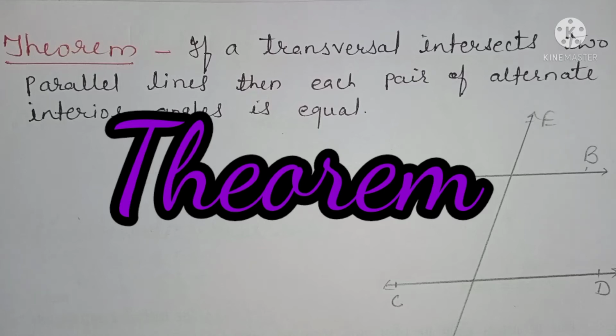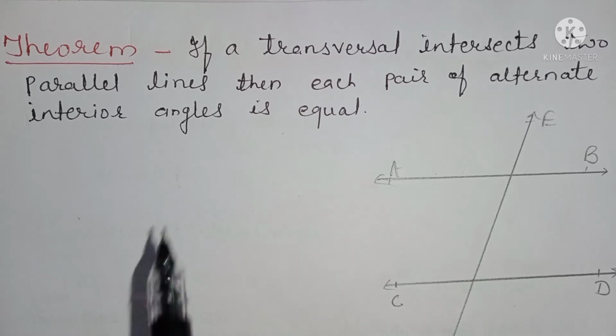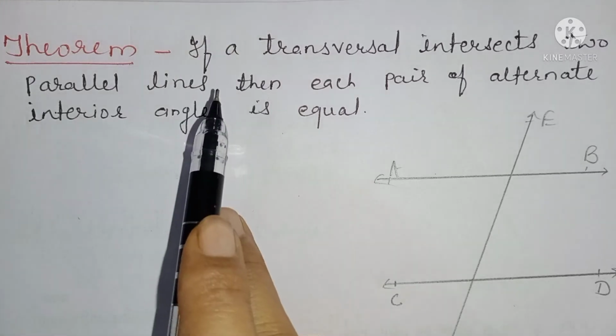Hi student, in the part 1 introduction video you have learned the types of different angles: corresponding, alternate exterior, alternate interior and co-interior angles, and two axioms. Now you will learn certain theorems based on this. So now we are going to start the first theorem and we are going to prove this theorem also.